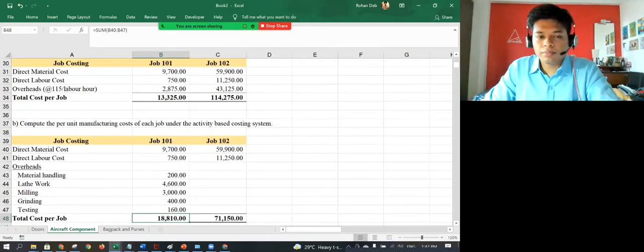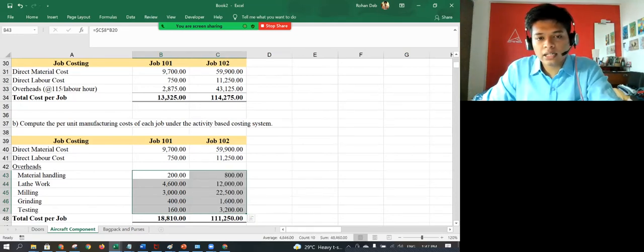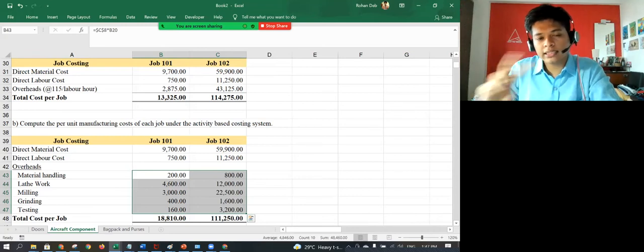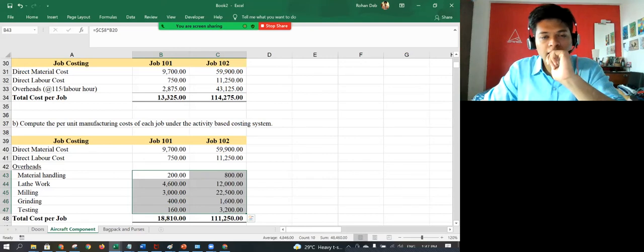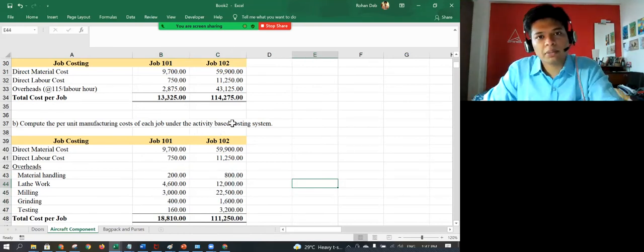Okay. Now I'll show you why I use the F4 thing. If I directly select this one and do Control R, it will copy my formula to here so that it saves time. So if I had jobs like 1, 2, 3, 4, 5, 6, I don't have to use the same formula again and again, I just fix the rate and this one. Okay, so this is my new job costing as per the activity based cost system.